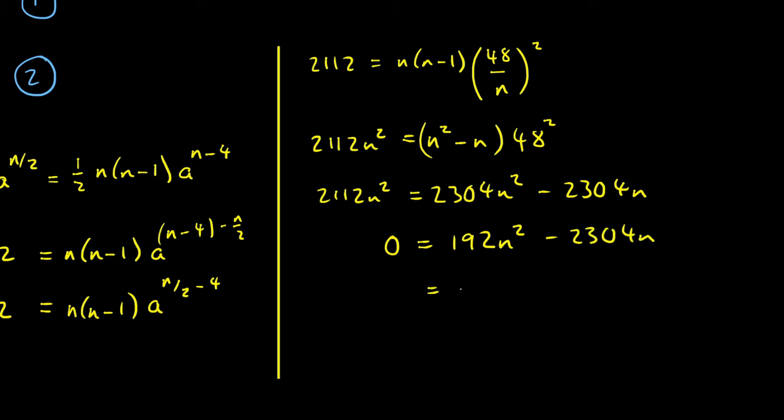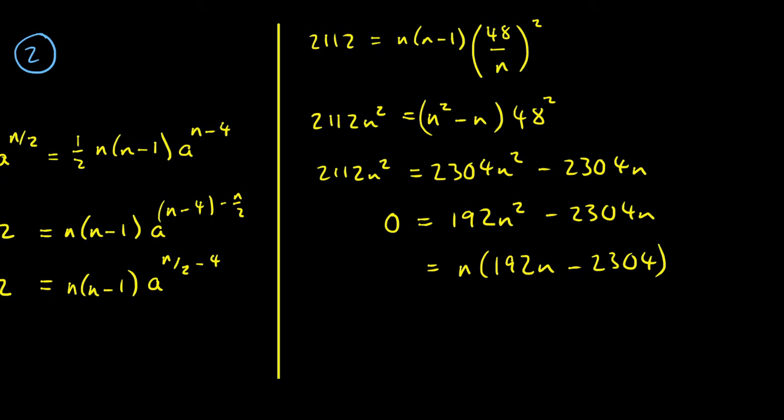I can then factorize out an n. So I get n bracket 192 n minus 2304. And so therefore, either n is equal to 0, which is a trivial solution, we're not interested in that, or n is equal to 2304 divided by 192. So let me just do that on my calculator. 2304 divided by 192, which is 12. So I get n there is equal to 12.